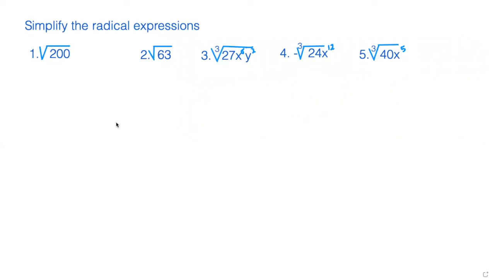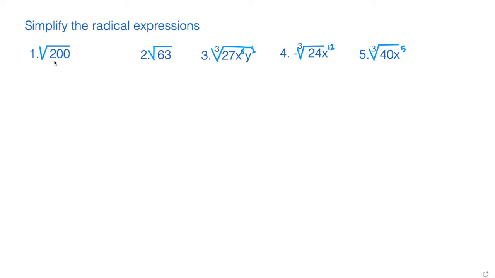Hello. In this video, we are going to do some simplification of radical expressions. So I have number one, square root of 200. To do something like this, we have to think of a perfect square and factor this number into two or three parts, depending on the situation.